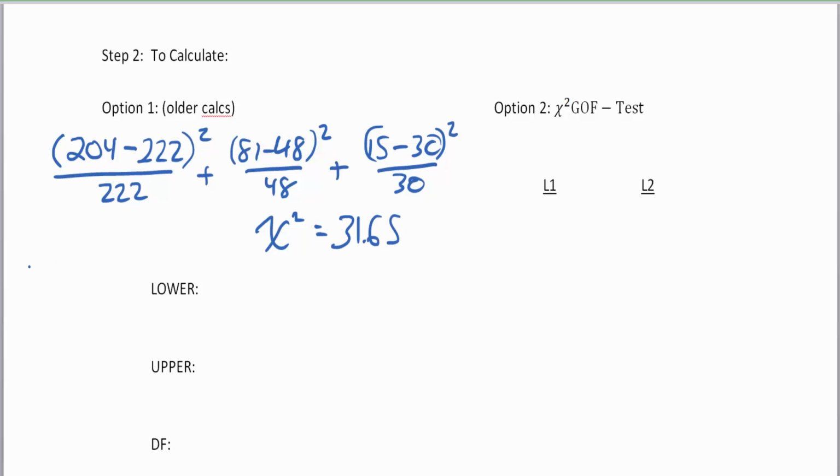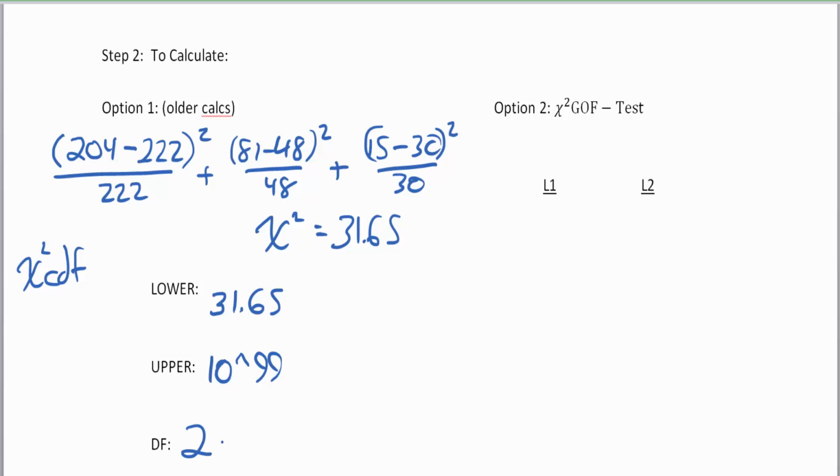So if we have an older calculator, we have to use the chi-squared CDF. And that chi-squared CDF is on our graphing calculator under the second VARS option. Our lower number will be 31.65. Our upper number is going to be 10 to the 99th power. And our degrees of freedom is going to be the number of categories minus 1.